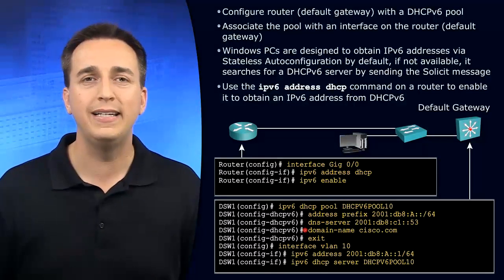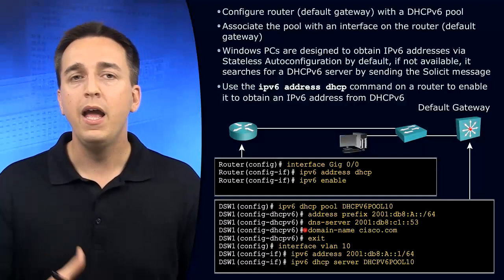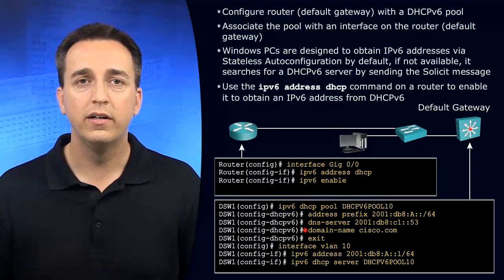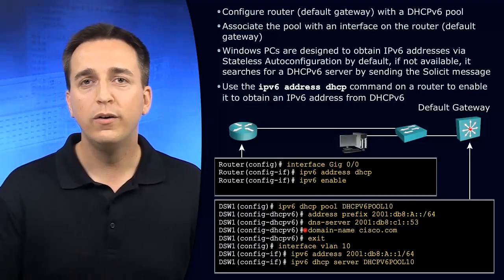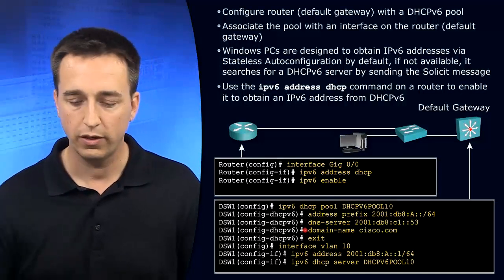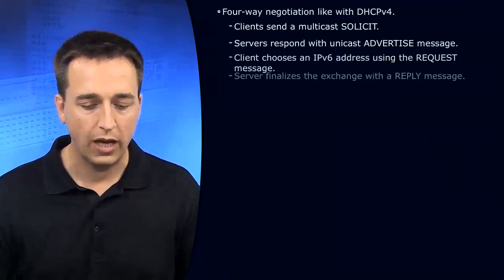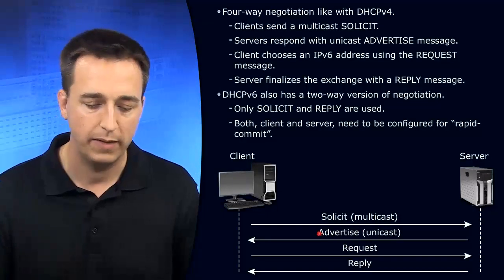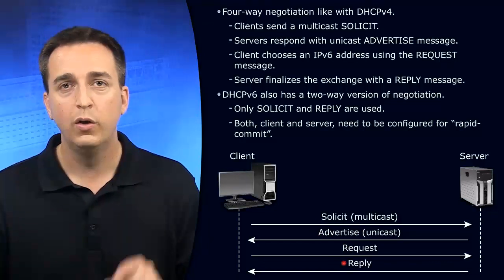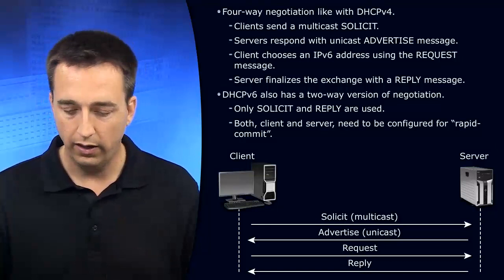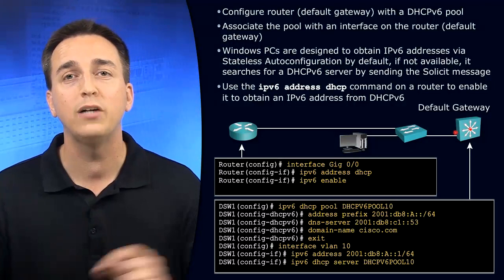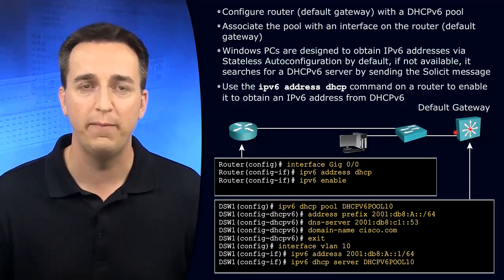Notice that we didn't specify a default router here or a default gateway. The reason why is because the clients will automatically use the link local address that is being sent in the DHCP messages from the DHCP server. What messages are coming back from the DHCP server? There's an advertise message, there's a reply message, and they are going to be sourced from the link local address of the DHCP server in this example. So the client simply uses that link local address as its default gateway.